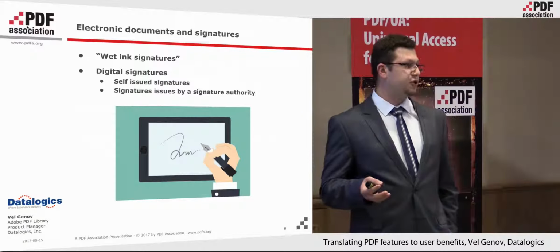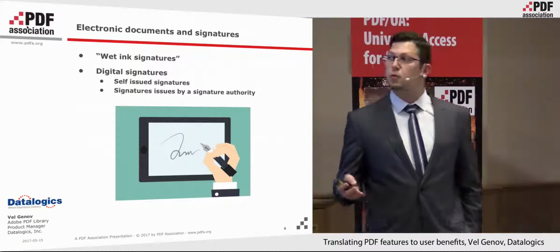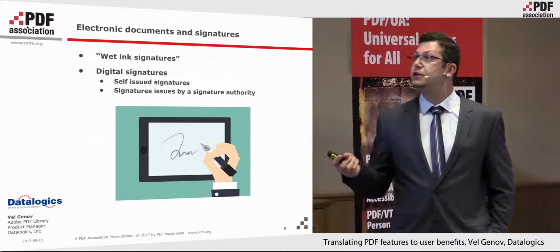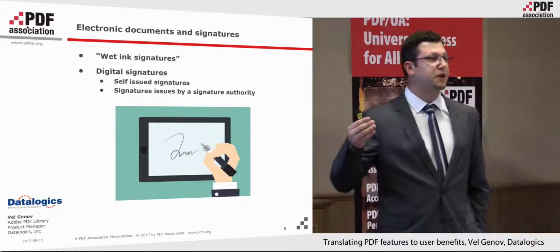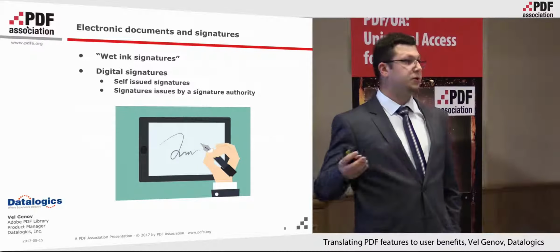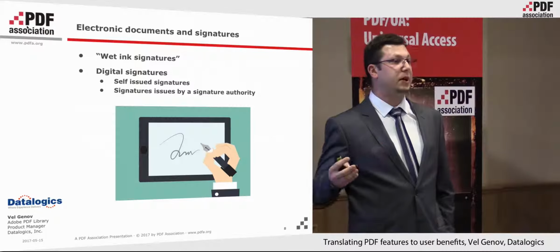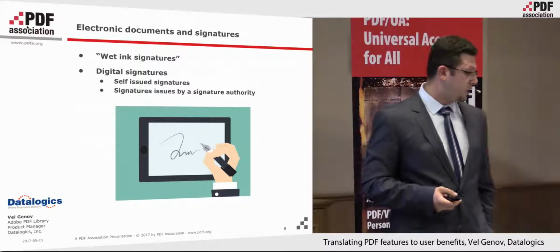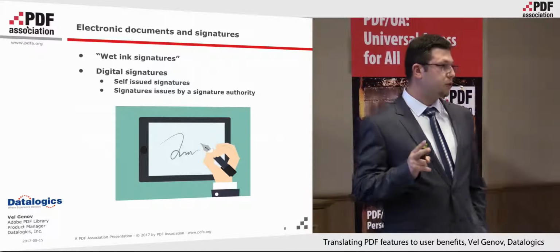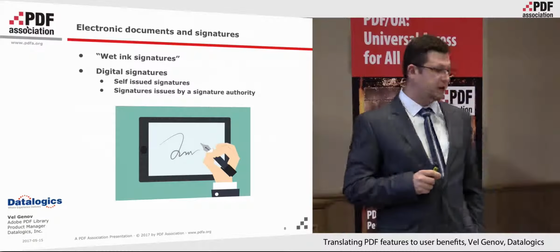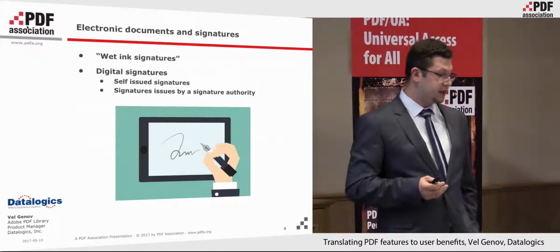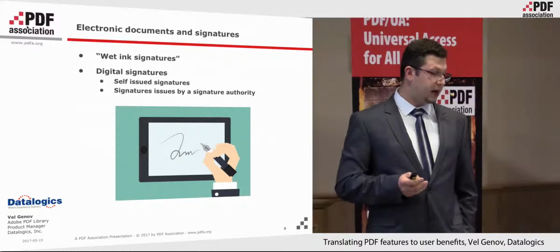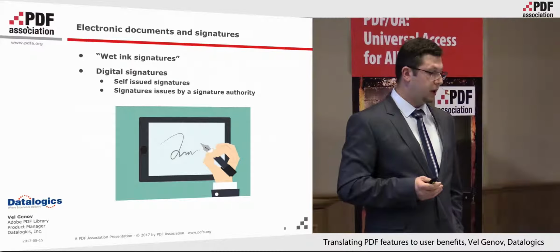Other types of signatures that are a little more complex are digital signatures. Those signatures allow for some higher levels of security, and they also allow you to see actually who has signed a particular document, when, and so on and so forth. So we have two really major types of digital signatures. That's self-signed signatures, and that's signatures issued by a particular signing authority.